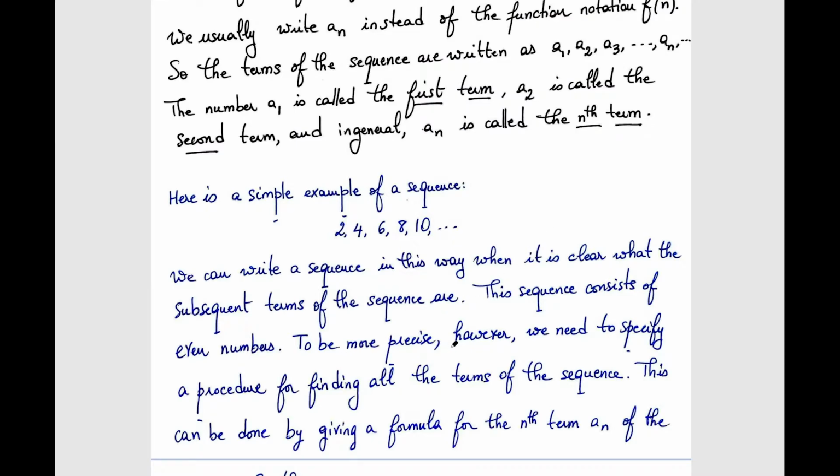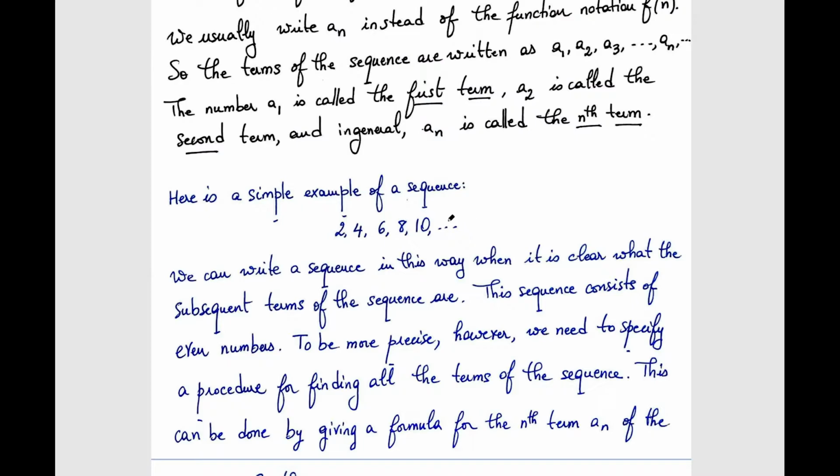All right. To be more precise, however, we need to specify a procedure for finding all the terms of the sequence. So if you want to be more precise, you have to find a recipe for the most general term. For example, what's the nth term, which is a sub n?